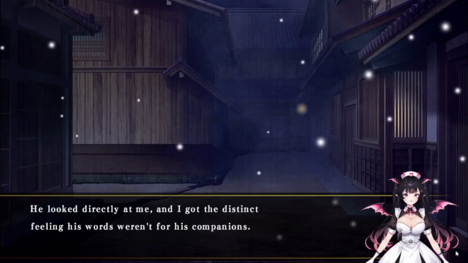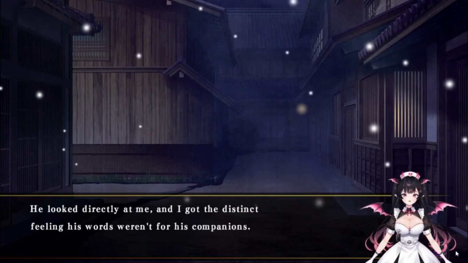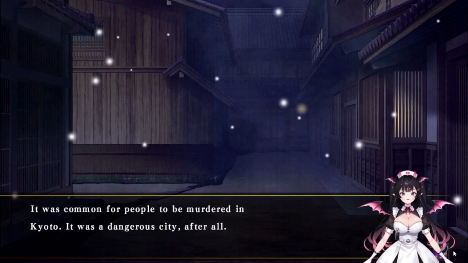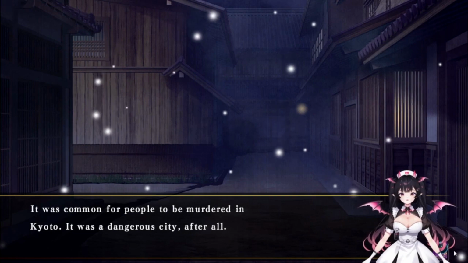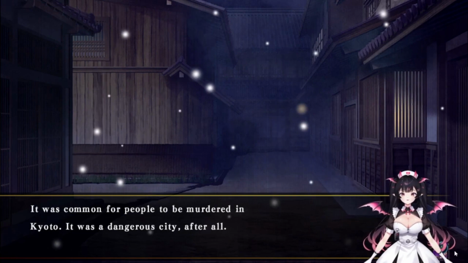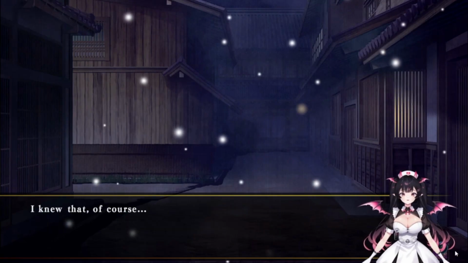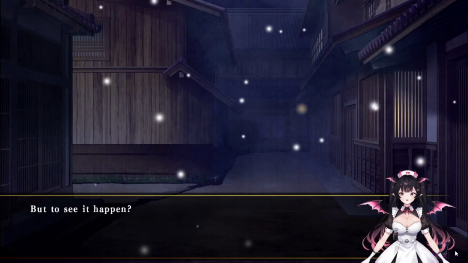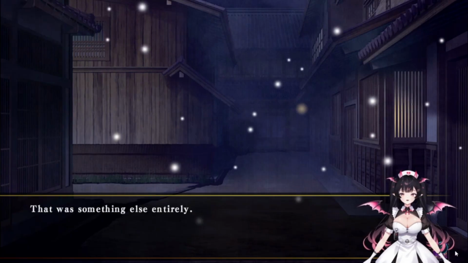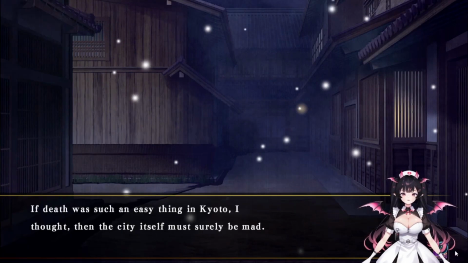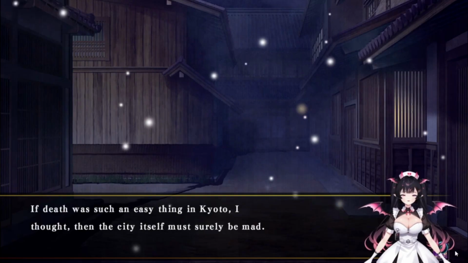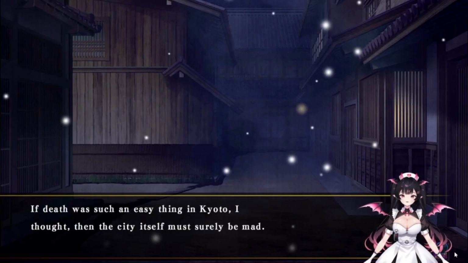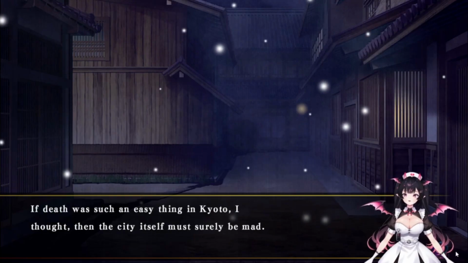He looked directly at me, and I got the distinct feeling his words weren't meant for his companions. It was common for people to be murdered in Kyoto. It was a dangerous city, after all. I knew that, of course. But to see it happen? That was something else entirely. If death was such an easy thing in Kyoto, I thought, then the city itself must surely be mad.